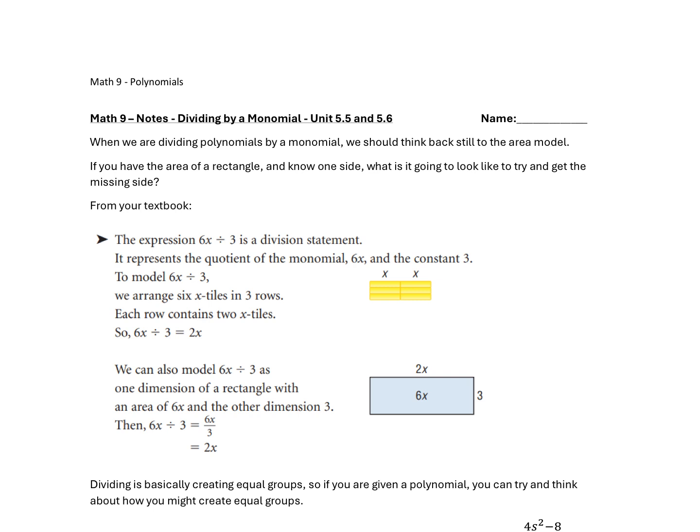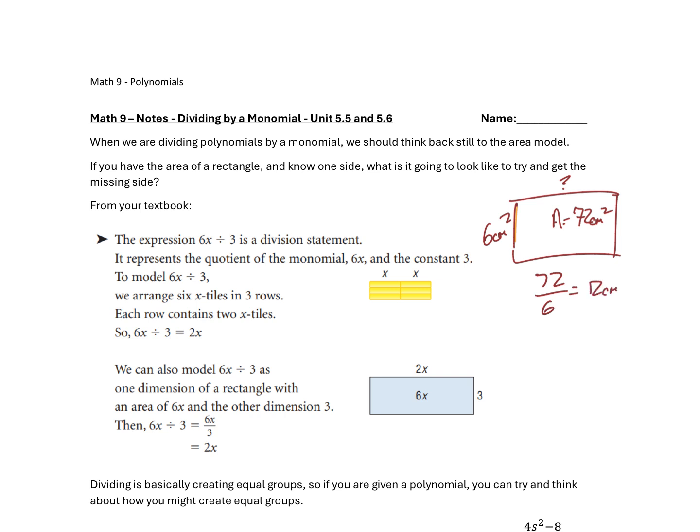So we still need to think of that area model. We still need to think of if we know the area of a rectangle and know one side, what is it going to look like to get the missing side. So, if you think of this in really simplistic terms, if you had a rectangle with the area of, let's say, 72 centimeters squared, and you knew that this side was 6 centimeters, how are you going to find this side? Okay, so you would do 72 divided by 6 equals 12 centimeters.